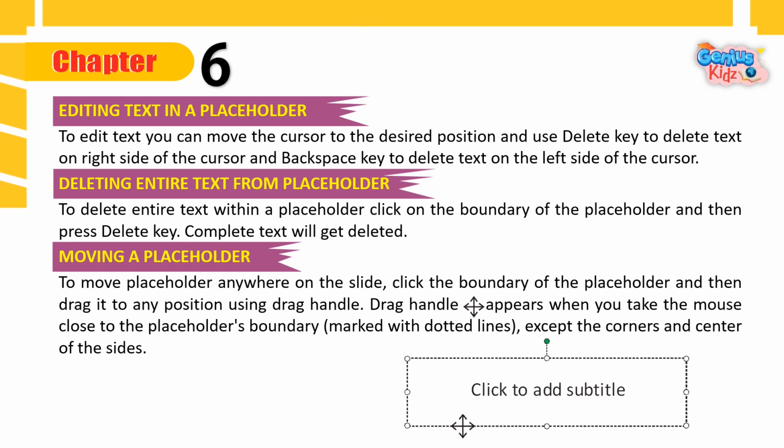Moving a placeholder. To move a placeholder anywhere on the slide, click the boundary of the placeholder and then drag it to any position using the drag handle. The drag handle appears when you take the mouse close to the placeholder's boundary, marked with dotted lines, except the corners and center of the sides.